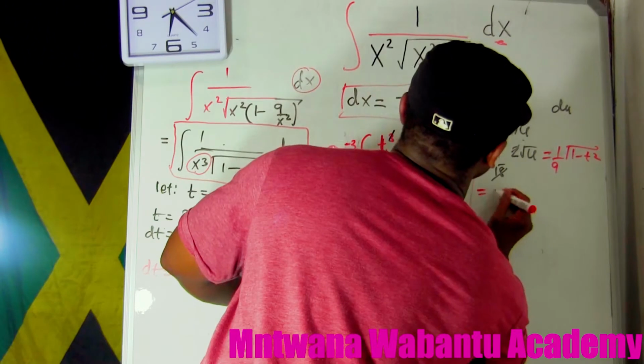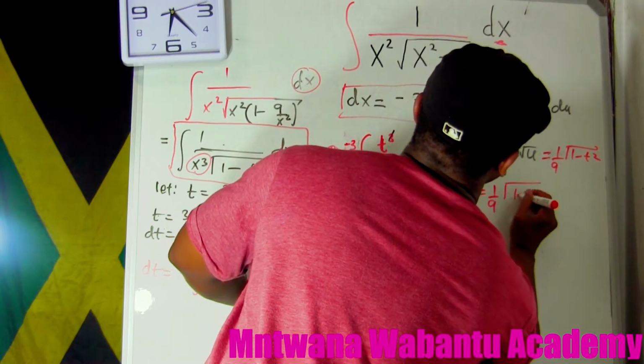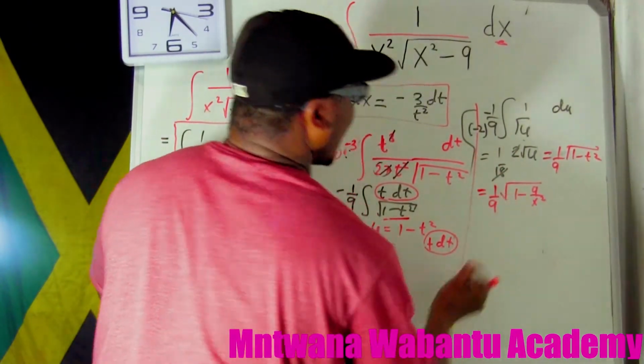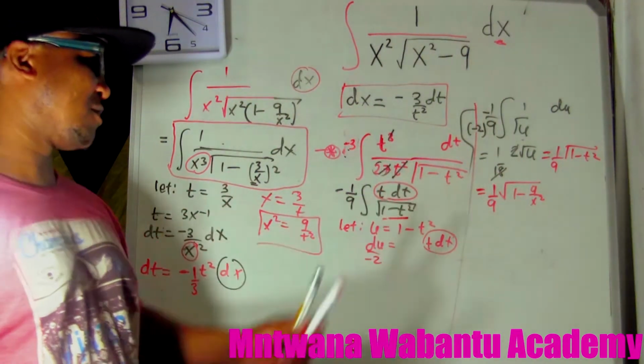So then we say equal to 1 over 9 square root of 1 minus 9 over x squared, like this. Okay, we can find the common denominator because we can simplify further.